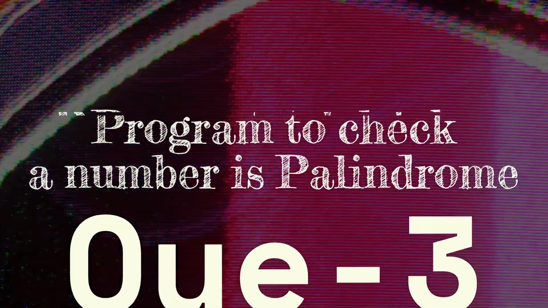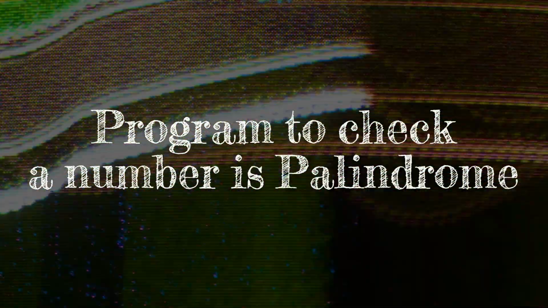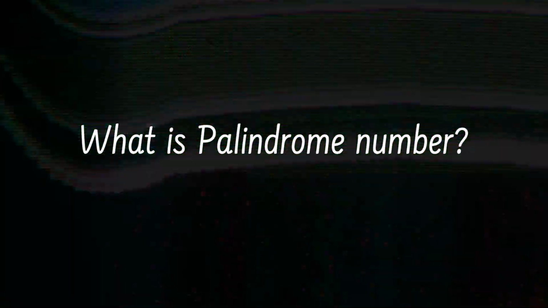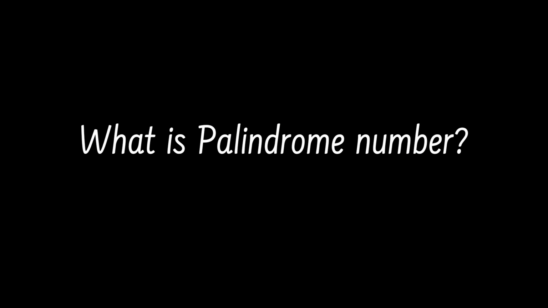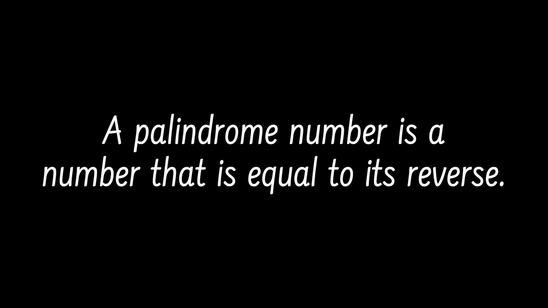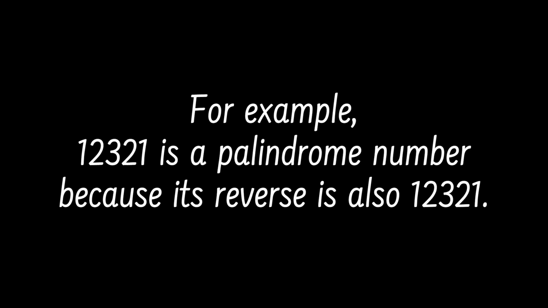Question number 3. Program to check whether a number is a palindrome or not. Firstly, we have to understand what a palindrome number is. A palindrome number is a number that is equal to its reverse. For example, 12321 is a palindrome number because its reverse is also 12321.